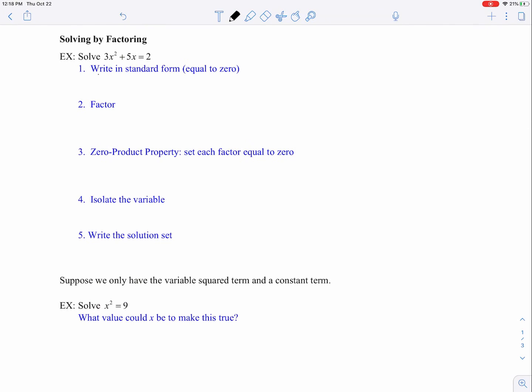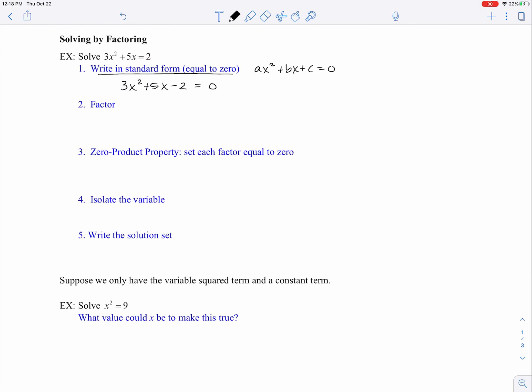The first thing that we want to do is write this in standard form equal to 0. So we want this in the form ax squared plus bx plus c equals 0. And it's not in that form simply because we have this not equal to 0. So let's set it equal to 0 by rewriting it as 3x squared plus 5x, and then we'll subtract 2 from the right side, bring it over to the left side. And now we are in standard form.